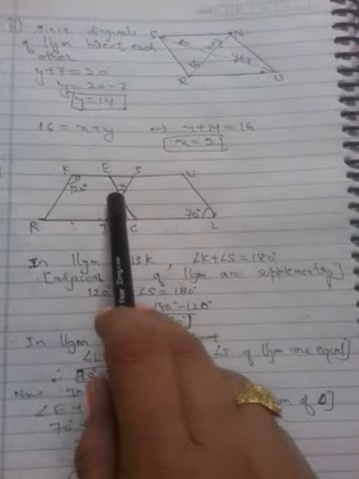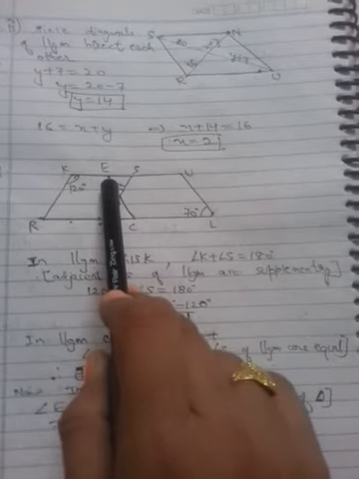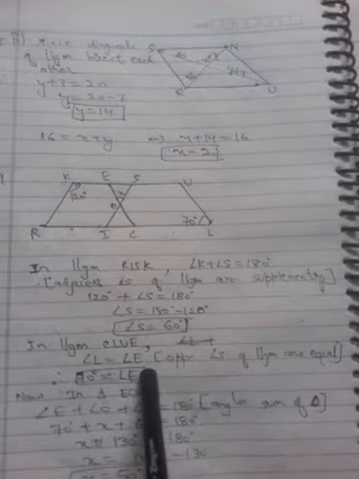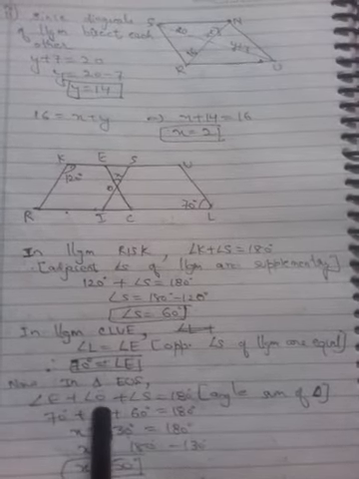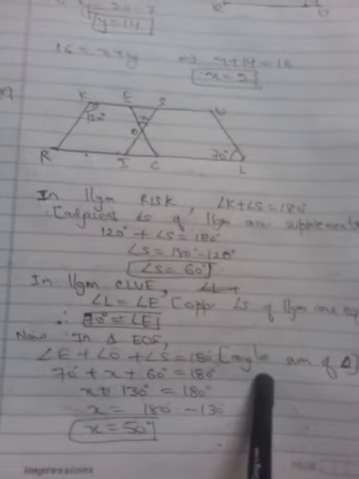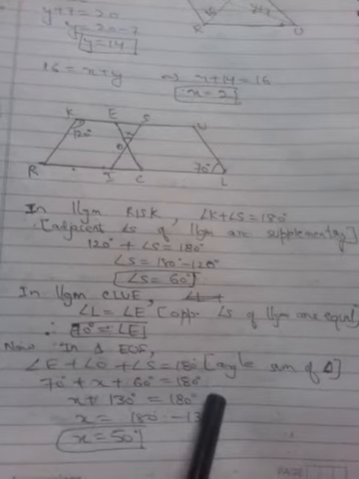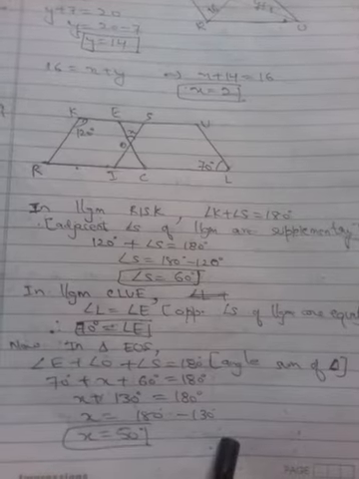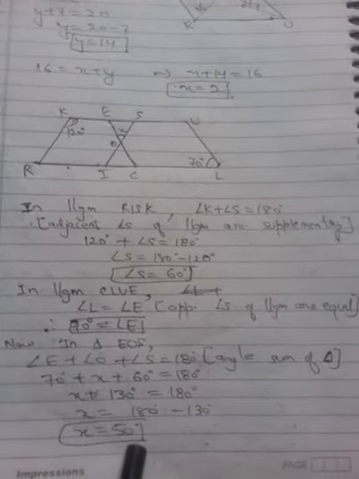Now since we have to find angle x, in this triangle EOS, angle E and angle S are already found. So angle E plus angle O plus angle S is equal to 180 degrees by the angle sum of a triangle. That is 70 plus x plus 60 is equal to 180 degrees. Adding 70 plus 60 and subtracting from 180, we get x is equal to 50 degrees.